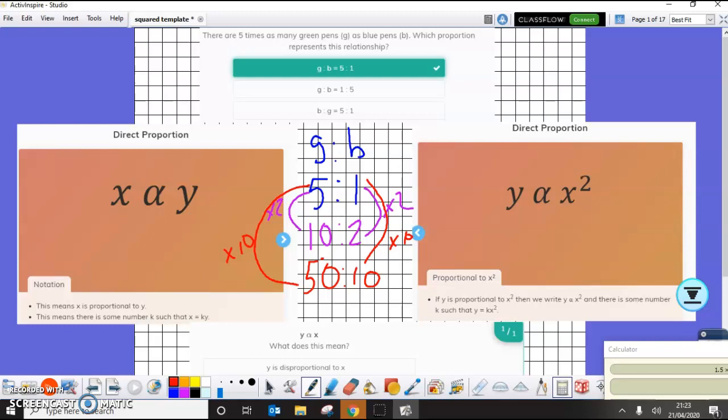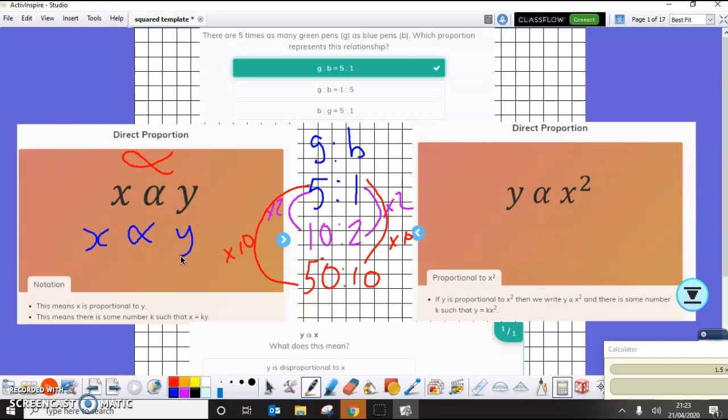So, if we look at this direct proportion symbol here, we've got x is directly proportionate to y. That isn't an A, it is like a little fish. Half a fish if you like. Okay? So what that means is x is directly proportionate to y. As x increases, y is going to increase by the same scale factor or the same proportion.